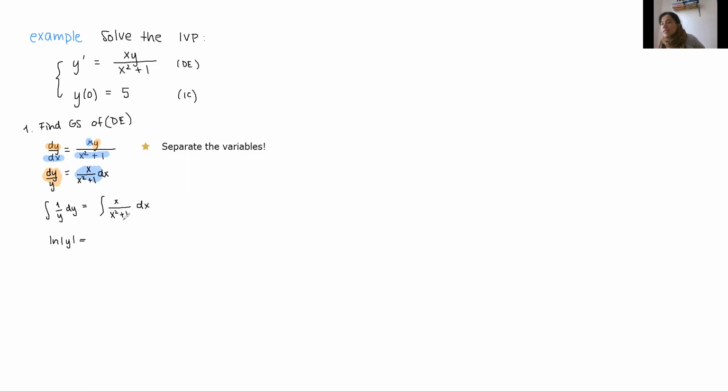On the right-hand side, I still have to integrate x over x squared plus 1. Now, what technique of integration do you think I should use to integrate x over x squared plus 1? Substitution? U substitution. Yes, I have the 2 pieces given by separate people.